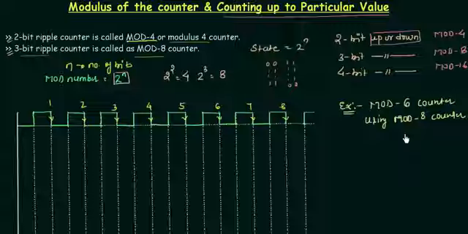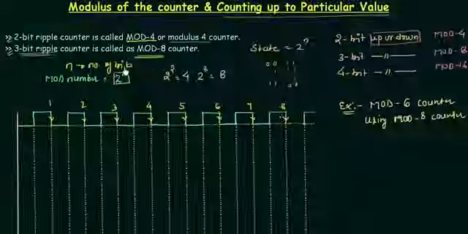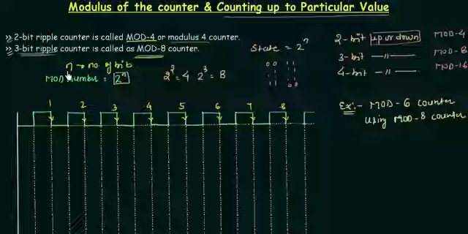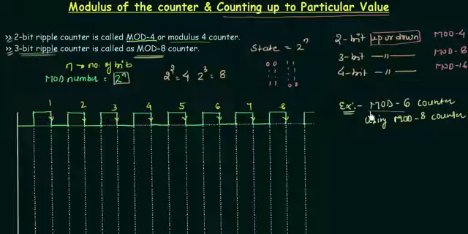This shows that I have a 3-bit ripple counter, because mod 8 is nothing but a 3-bit ripple counter. Definitely it could be a 3-bit synchronous counter, but we are talking about the ripple counter or asynchronous counter, so let's consider it the ripple counter only. And by using this 3-bit ripple counter, we want to have a mod 6 counter.